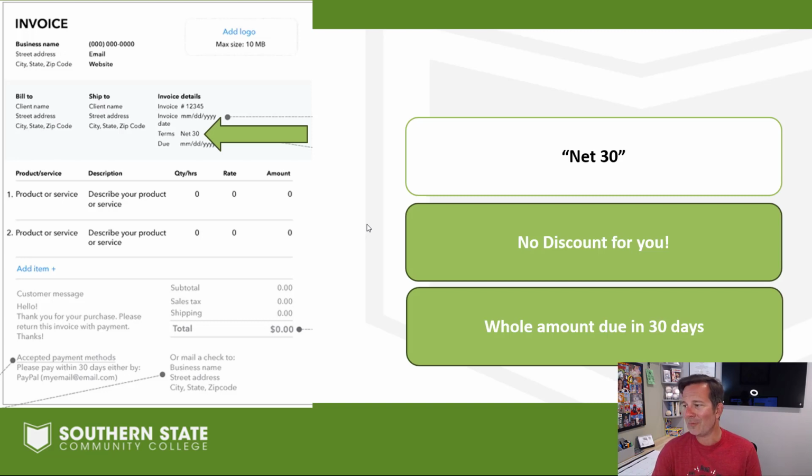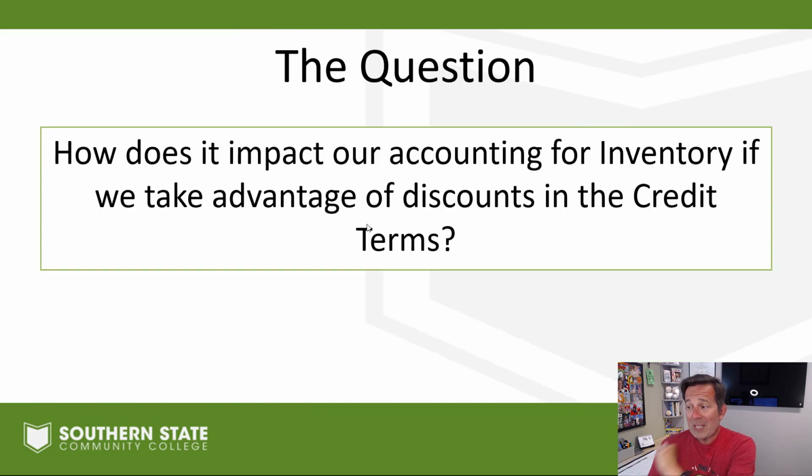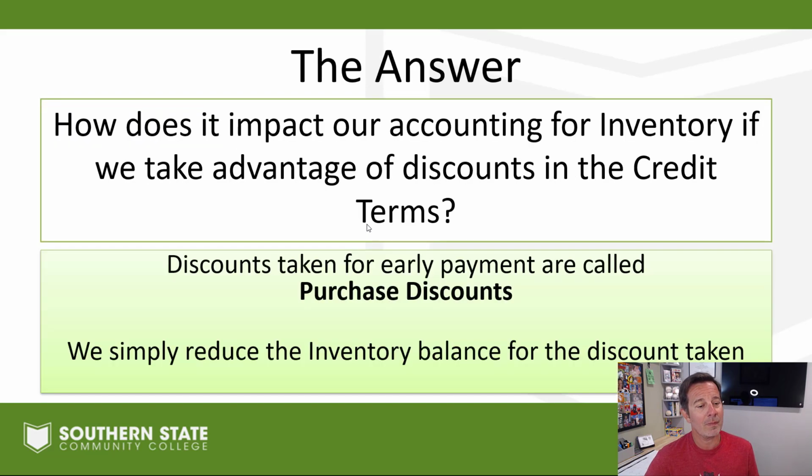All right? So, the question from an accounting standpoint, now that you are familiar with credit terms: how in the world do we account for it when we take advantage of a discount as the buyer of merchandise? We bought merchandise, we got an invoice, we take advantage of that discount, we got a price break. How do we take advantage of it?